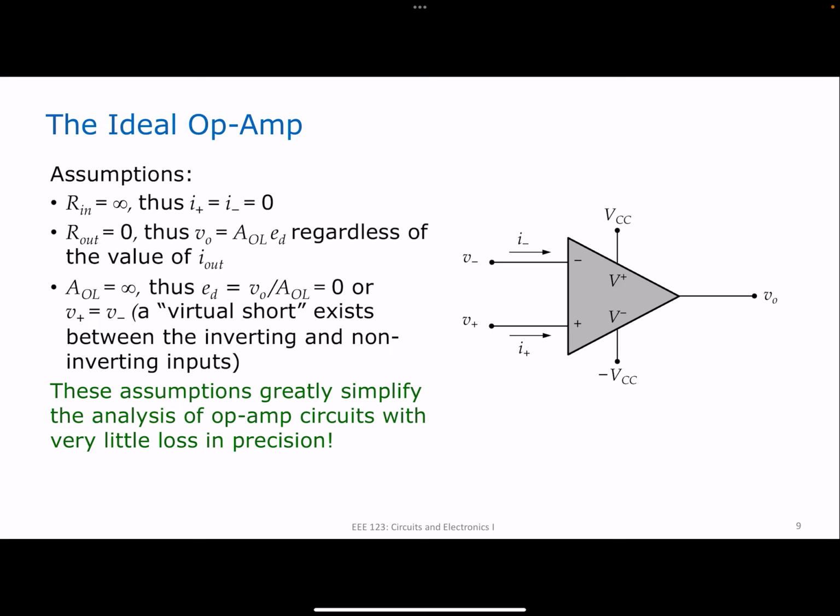Now these three assumptions, R in equal to infinity, R out equal to 0, and AOL equal to infinity, will make the analysis of op-amp circuits very, very simple. And when we use these assumptions, usually there's very little loss in precision. When you study op-amps in more detail in your future courses, you're going to see that when you use these assumptions, your error is often as small as less than 1%, as compared to using the real values of AOL, R out, and R in.